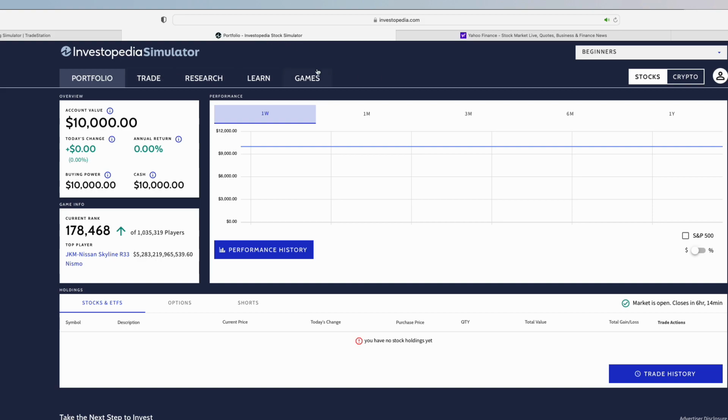It doesn't cost any money to join. You just sign up. The only thing is you cannot trade on your own per se like you do in a broker platform paper trading. You have to actually join a game and then place trades that way.